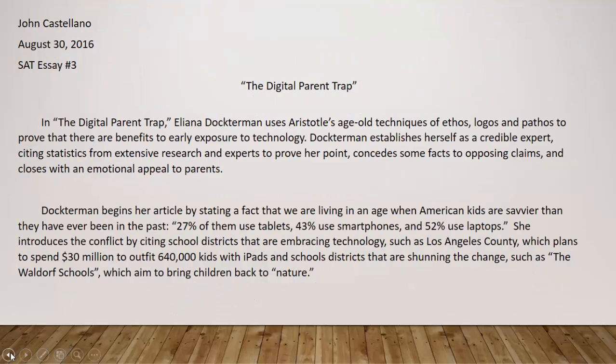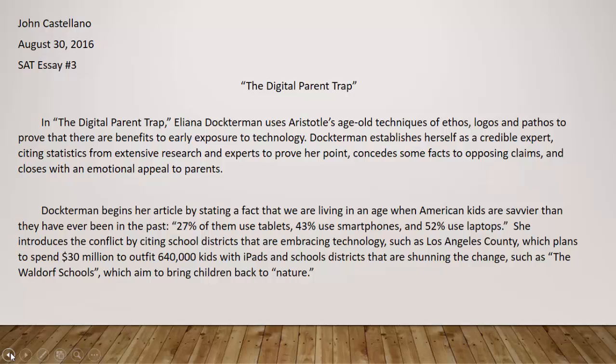The digital parent trap. My introduction. Nothing fancy. From what my student Thomas from Bayside discovered, the SAT essay doesn't have to be fancy. Thank you, Thomas. Just get to the point in the beginning. In the digital parent trap, Eliana Doctorman uses Aristotle's age-old techniques of ethos, logos, and pathos to prove that there are benefits to early exposure to technology.